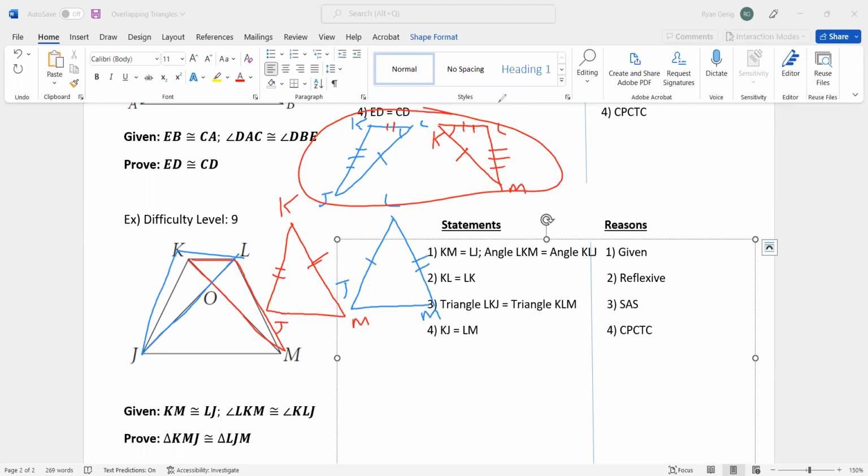In that other set down at the bottom, don't I also have a shared side here of JM is congruent to JM? That's the reflexive property again. Now I can say that the two triangles are congruent. Triangle KMJ is congruent to triangle LJM by side, side, side.